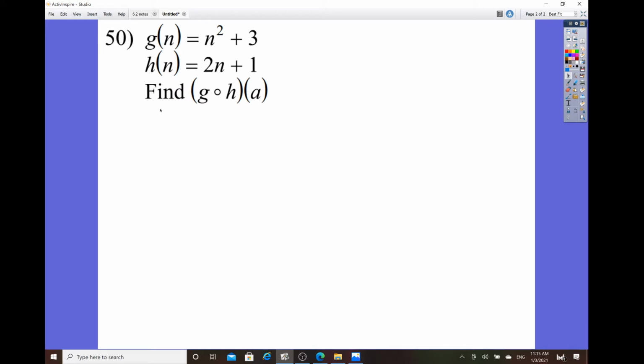For number 50, we have g of n, which is a quadratic binomial, and h of n, which is a linear binomial. Now we need to put it in as g of h of a. Anytime you see the open circle, that means this one is composition. So you want to put that h of a into g.